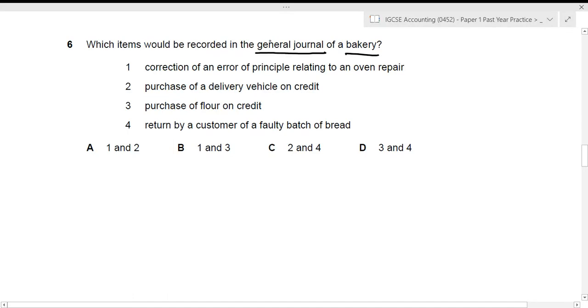General journal is one of the books of prime entry, if you remember. There are 7 books of prime entry, and one of them is the general journal. So they're saying out of these four, which items would go in the general journal? And the options give us some of the numbers, which is either 1 and 2, 1 and 3, 2 and 4, or 3 and 4.